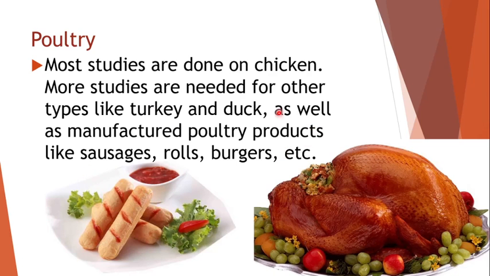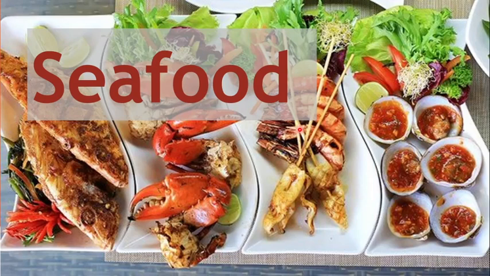There's also a short description there that most studies are done on chicken, and there should be more studies for other types of poultry like turkey and duck. If you want to marry agriculture and packaging, then you could go for studies. And in fact, if only we had the MAP equipment in our laboratory, we could open up a lot of studies. So that would be it for poultry. Our last topic for flesh foods is seafood.